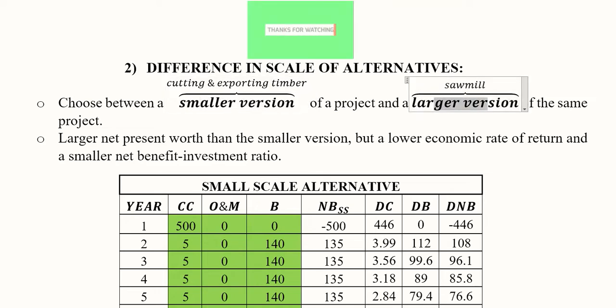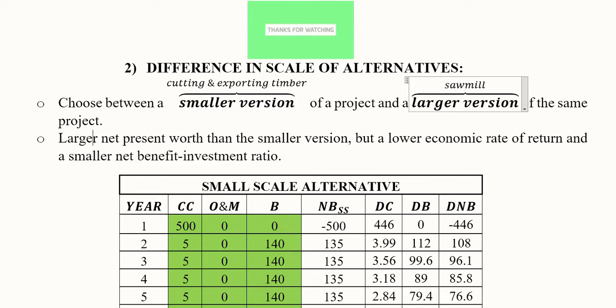It is about setting up a sawmill in which definitely there are machines and there is a greater capacity of cutting the timber and putting it in certain shapes and modifying it, refining it as per the requirements of the project. So there is a larger version of the project and there is a smaller version of the project. Both use labor and capital, and the scale of this project is greater. So which one of these should we choose is the question.